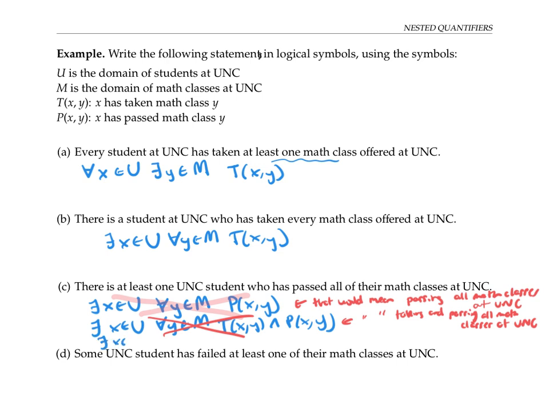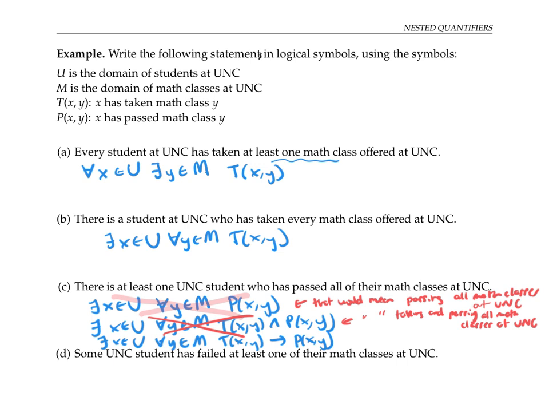In other words, there exists a student such that for all math classes, if they've taken the math class, then they've passed it. This if-then construction is a handy way to limit the domain to the math classes that were taken.